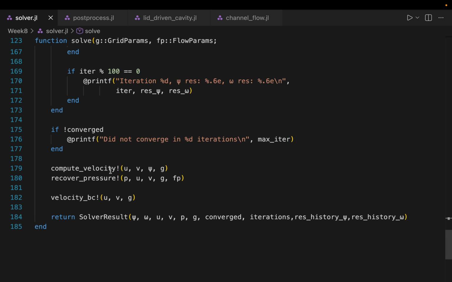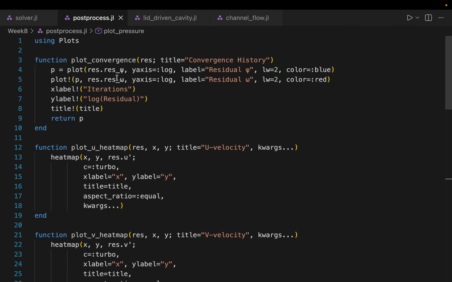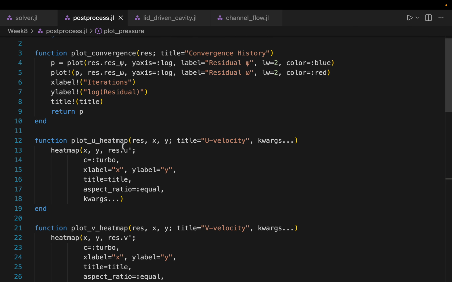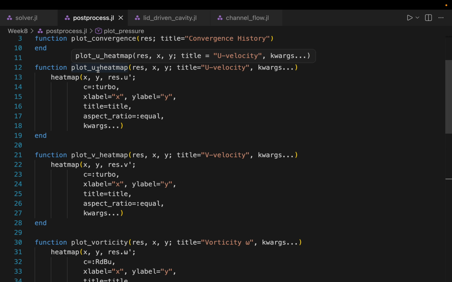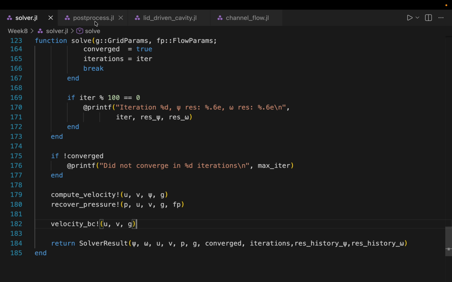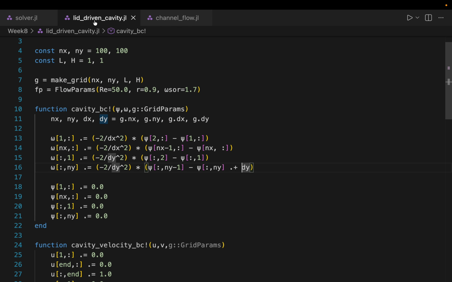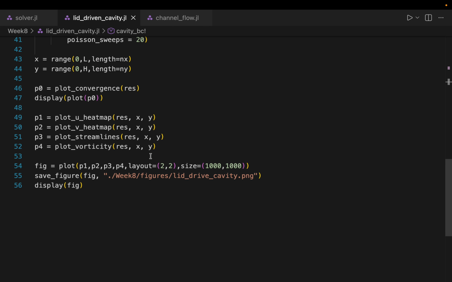Once you have the solution, we can compute the velocity, pressure, whatever is required from there, impose the velocity boundary conditions on them, and then return the results. And then there is some post processing where you plot all these things: the convergence, contours for heat, contours for u, v, and vorticity, streamlines, all this. We'll leave the post processing for now. So this is the solver function. All we have to do is call this, and then we'll do some plotting.